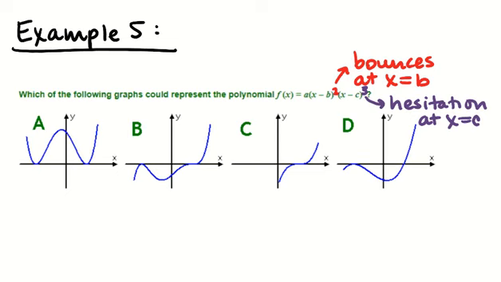B. It has a hesitation right here, so we'll call that x equals c. And it has a bounce over here at what will be x equals b. So this one could only be answer choice B. I just want to remind you about how the graphs of polynomials act at zeros with multiplicity greater than 1.